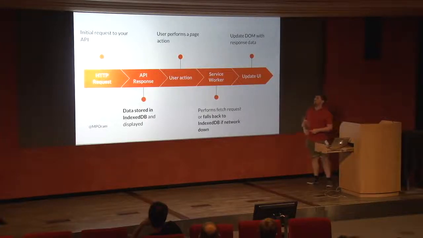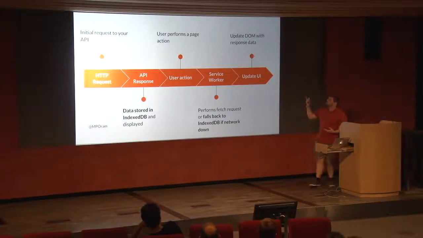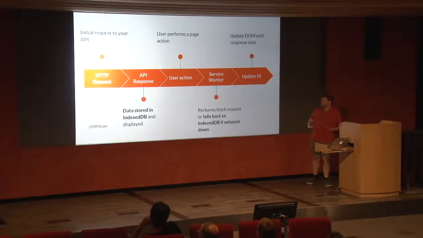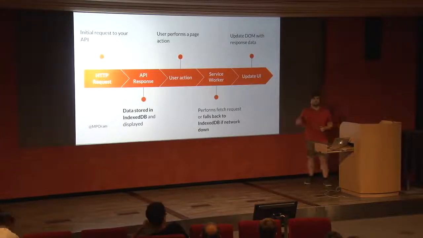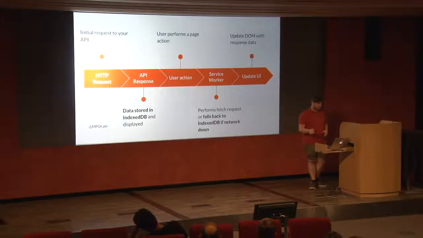The user performs another page action. Maybe they refresh or they go to another page that requires the same data. Service worker kicks in, performs the fetch request, or falls back to IndexedDB if the network's down. The client UI receives the response, regardless of where it came from, and updates the DOM. And if we've got that bit of online detection in there, it also updates the DOM to tell them they're offline. Make sense?